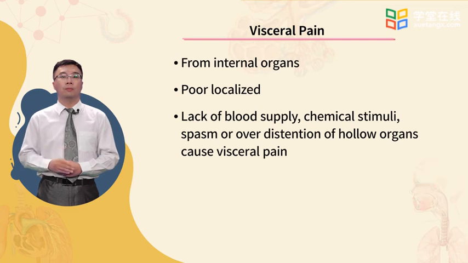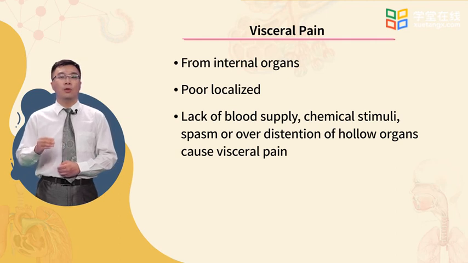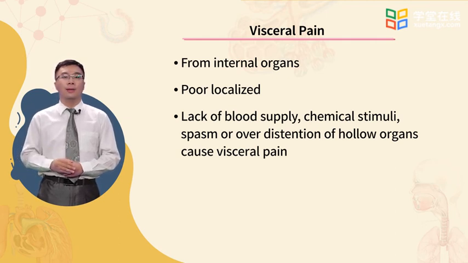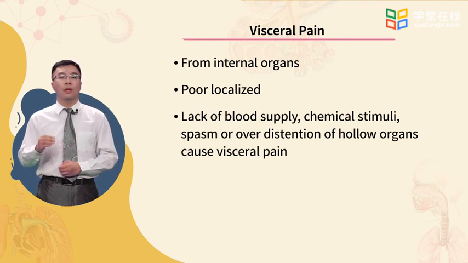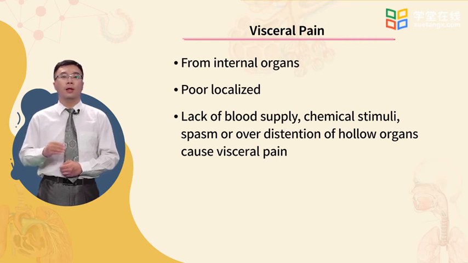Okay, the contents above are somatic pain. It arises from skin, muscle, and joints. It is superficial and well localized. How about visceral pain? Visceral pain is the pain sensation from the internal organs. It is poorly localized. Lack of blood supply, chemical stimuli, spasm, or over-distension of hollow organs will easily cause pain. The usual associated visceral responses are nausea, vomiting, anxiety, etc.